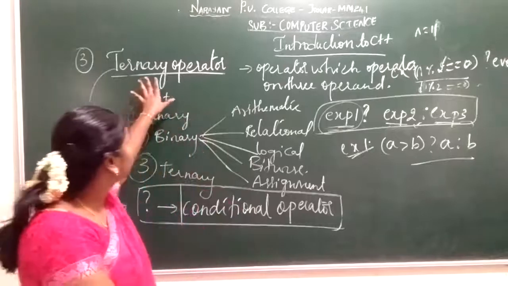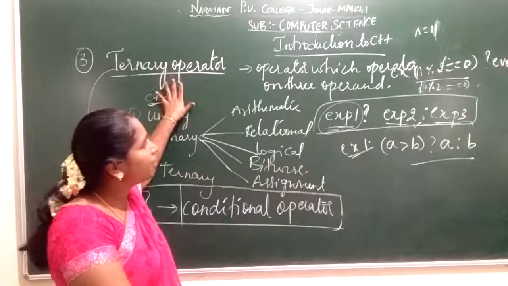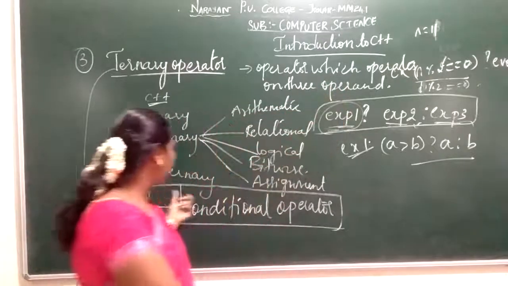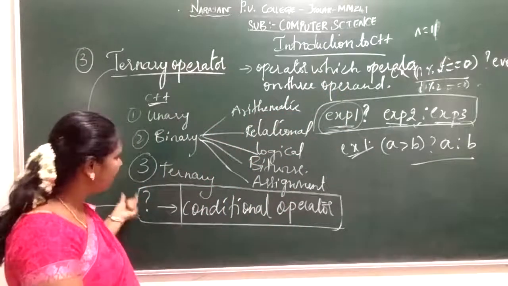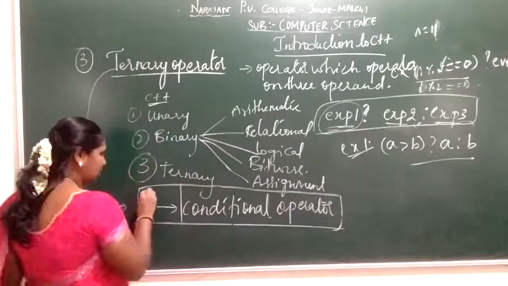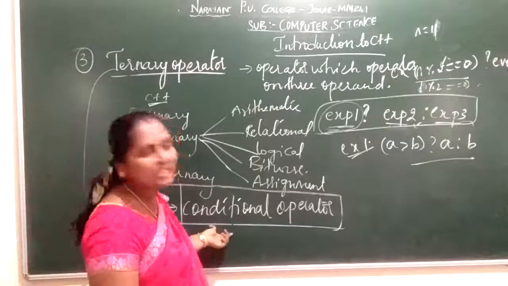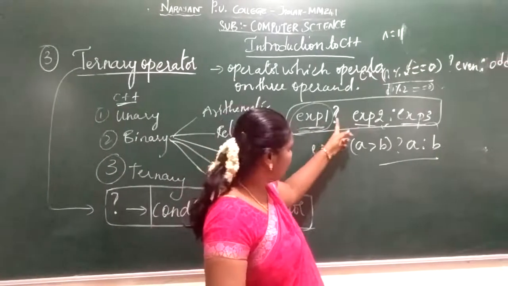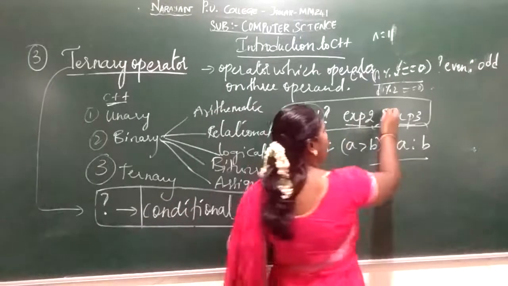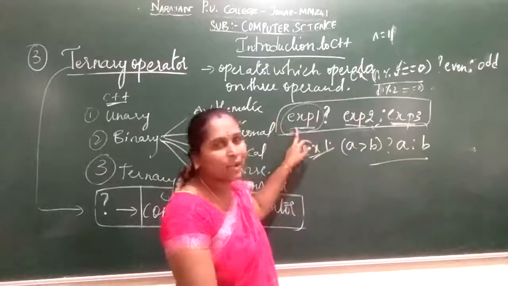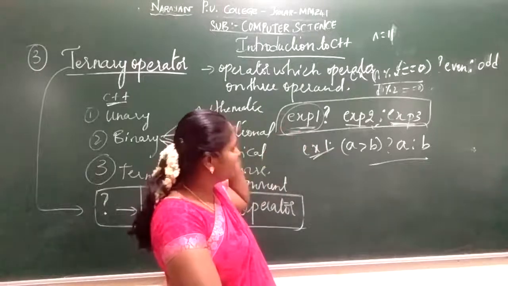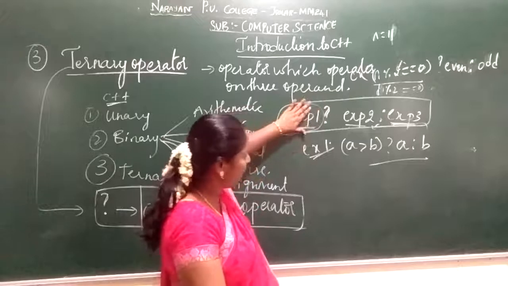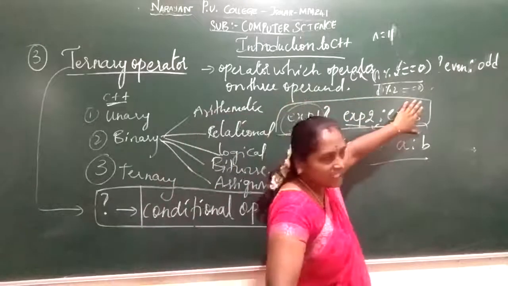So, students, once again I will explain what the ternary operator is: an operator which operates on 3 operands we call as the ternary operator. In that, one operator is supported, that is the conditional operator. This question mark is a conditional operator. It is also called as the ternary operator. The general syntax for this is expression 1, question mark, that is the ternary operator, expression 2, colon, expression 3. So expression 1 is evaluated, that is going to test. If this condition is true, expression 2 is executed. If expression 1 is false, then expression 3 is executed.